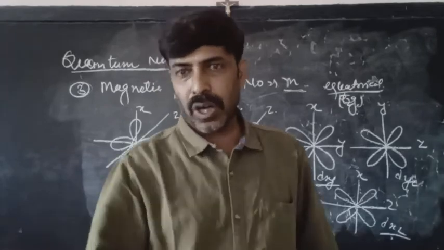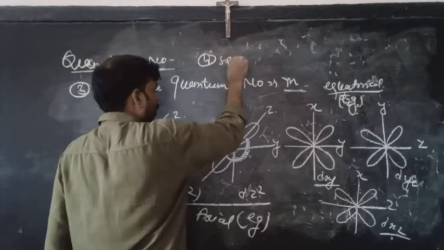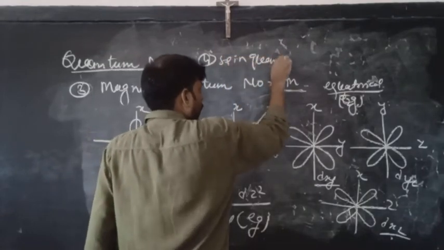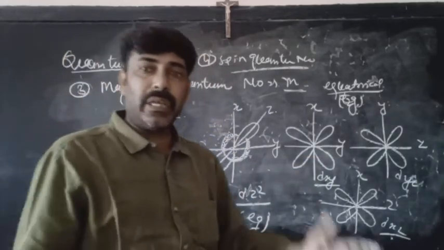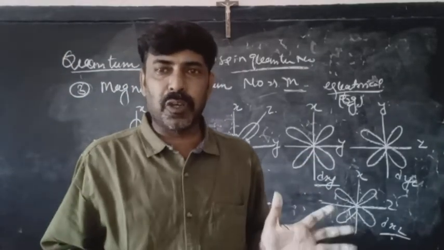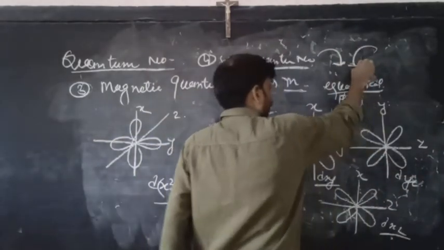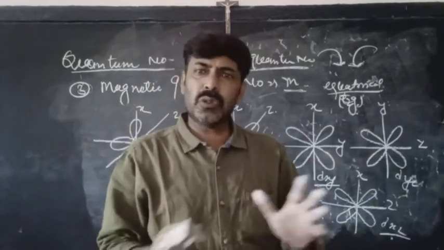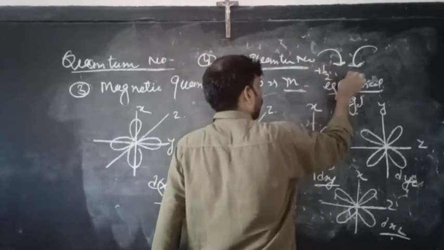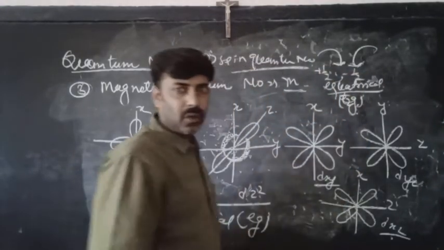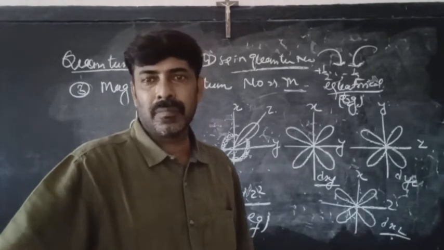Finally, the last quantum number is called the spin quantum number. When we talk about the spin quantum number, in a plane there are only 2 rotations possible. The first rotation is called clockwise rotation and the second rotation is called anti-clockwise rotation. So there are only two values of the spin quantum number, that is plus half and minus half. For the clockwise rotation you can say it is plus half, and for anti-clockwise rotation it is minus half.